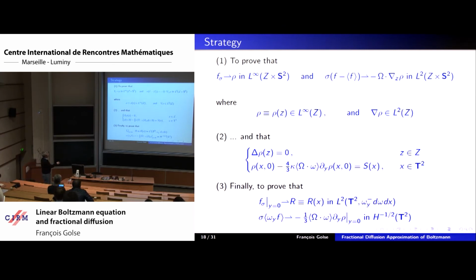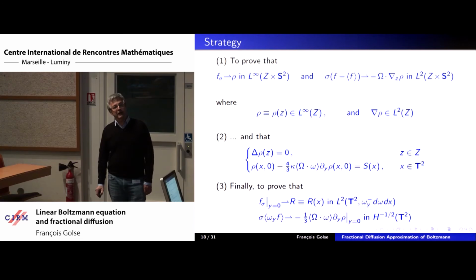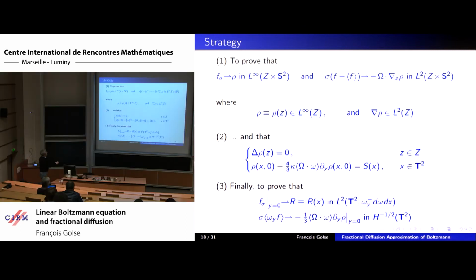So here you get almost for free rho is L infinity because it's a limit of a sequence bounded in L infinity, and grad rho is in L2 because you can show that this quantity here is bounded in L2, right? Once you have this, then you have to prove that the equation for rho, not surprisingly, rho is going to be harmonic in the upper half space.